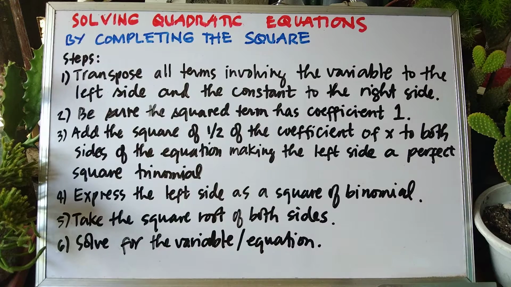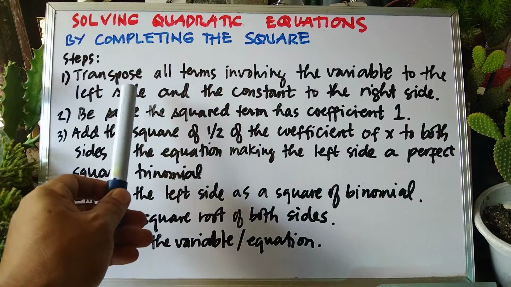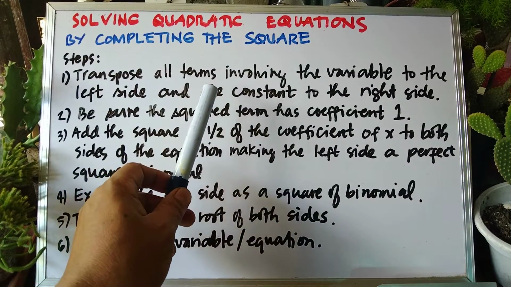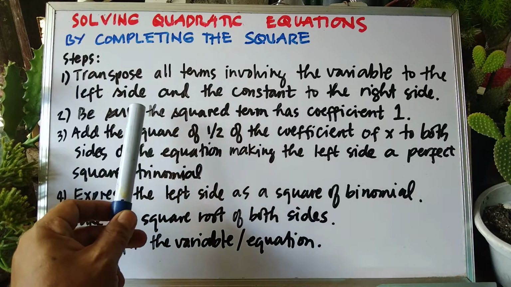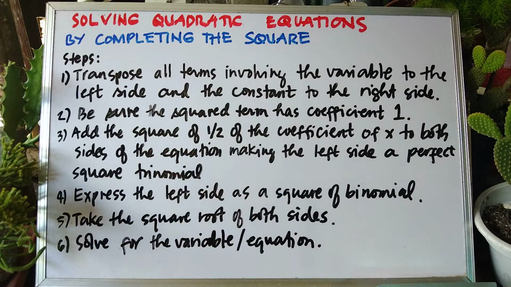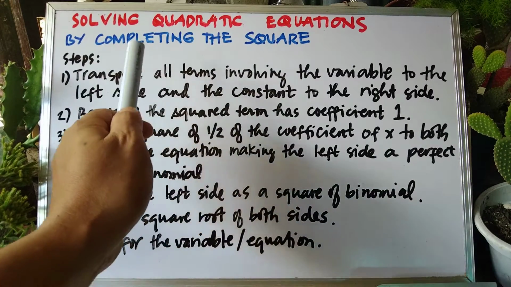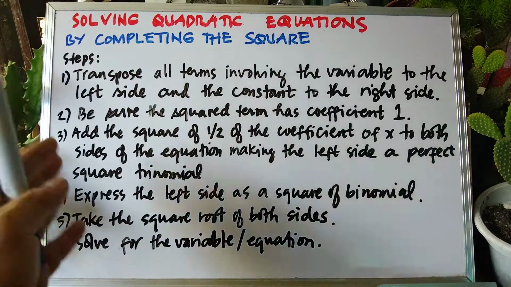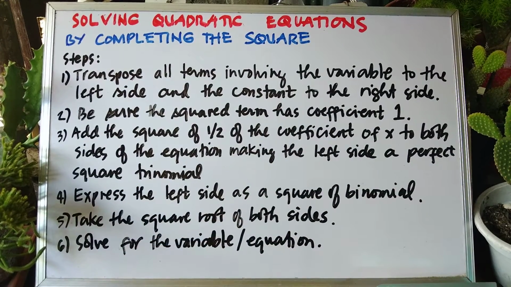So before we proceed to the examples, let us first consider the following steps on how to use this method. Number one, we need to transpose all terms involving the variable to the left side and the constant to the right side of the equation. In other words, dapat lahat yung may variable, say for example x, ay doon natin isusulat sa left side, at saka yung constant or number lang siya doon sa right side. That's step one.